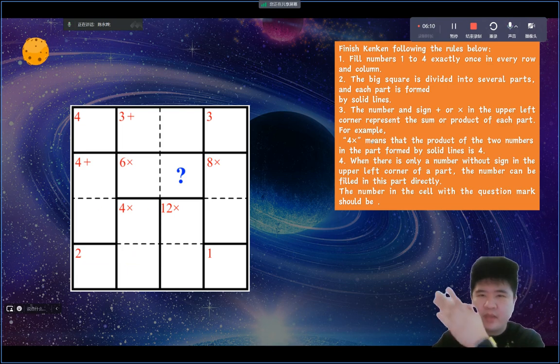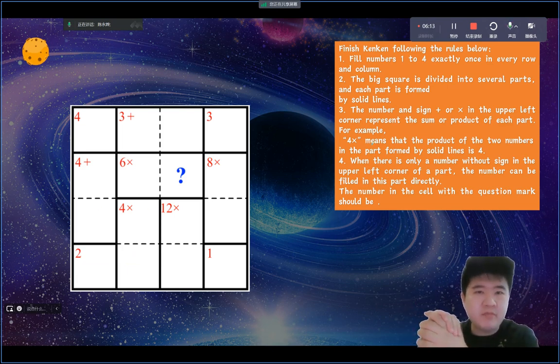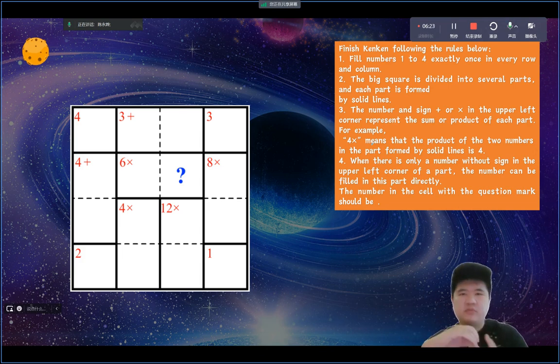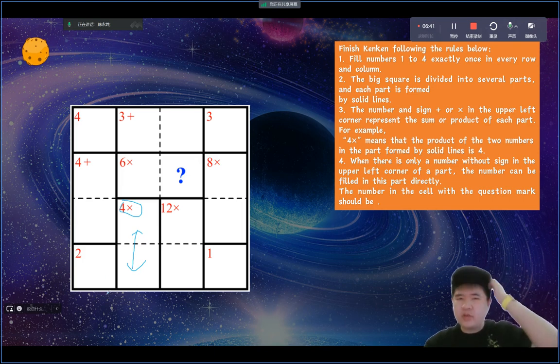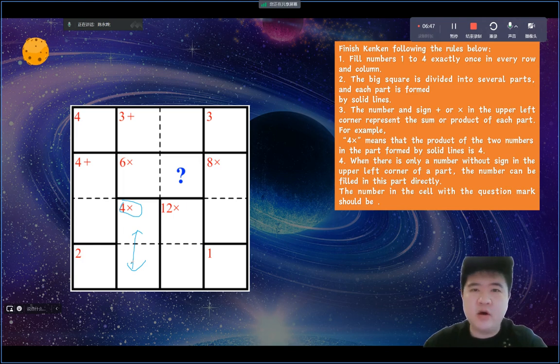What does it mean? For this kind of new thing, usually we need to read the question carefully. It says that the number and sign in the upper left corner represent the sum or product of each part. So for example, if we have a 4 times here, what does it mean? The 4 times just means the product of these two boxes will equal 4. It just provides an operation for us.